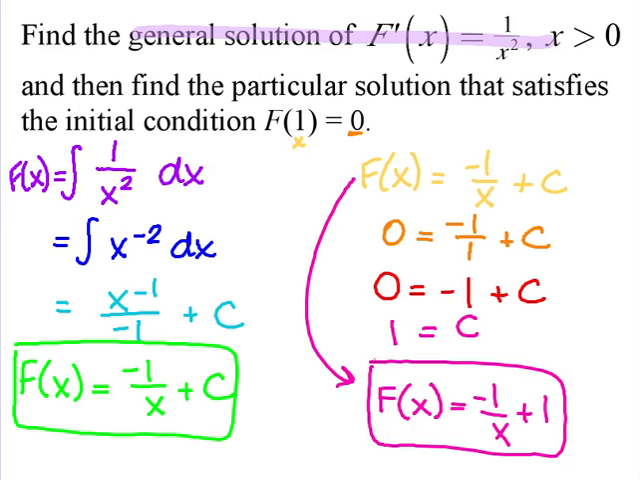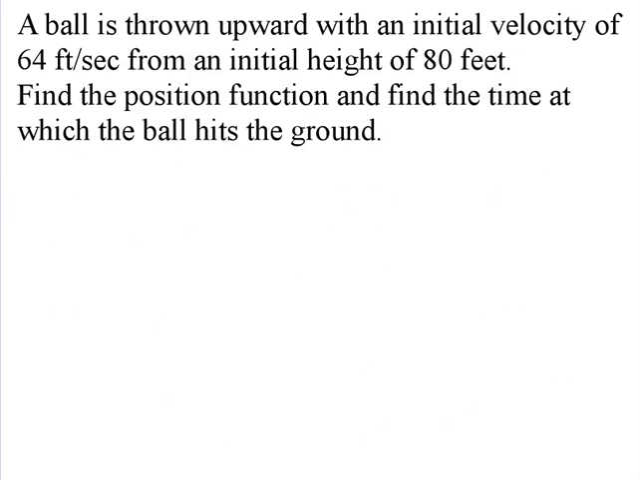Now we're going to look at some problems that deal with position, velocity, and acceleration. Notice here, it says a ball is thrown upward with an initial velocity of 64 feet per second from an initial height of 80 feet. Find the position function and find the time at which the ball hits the ground.